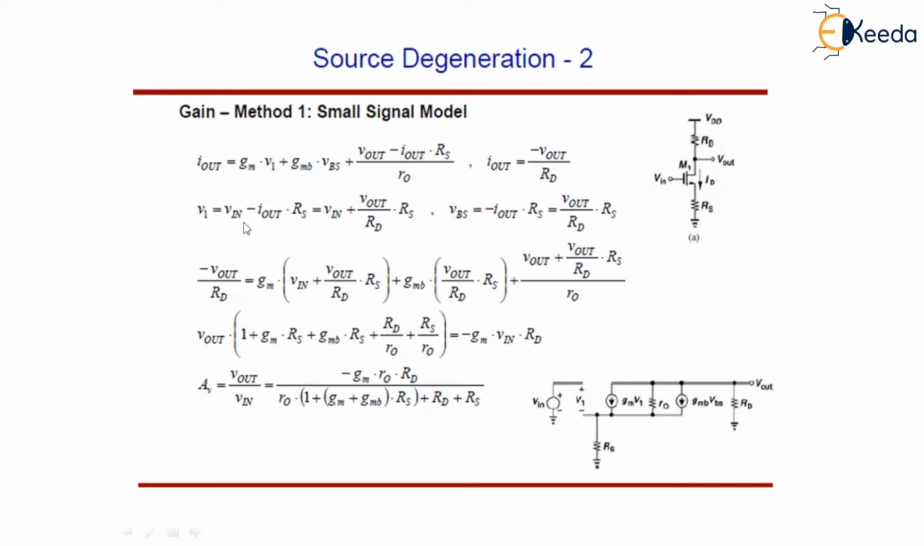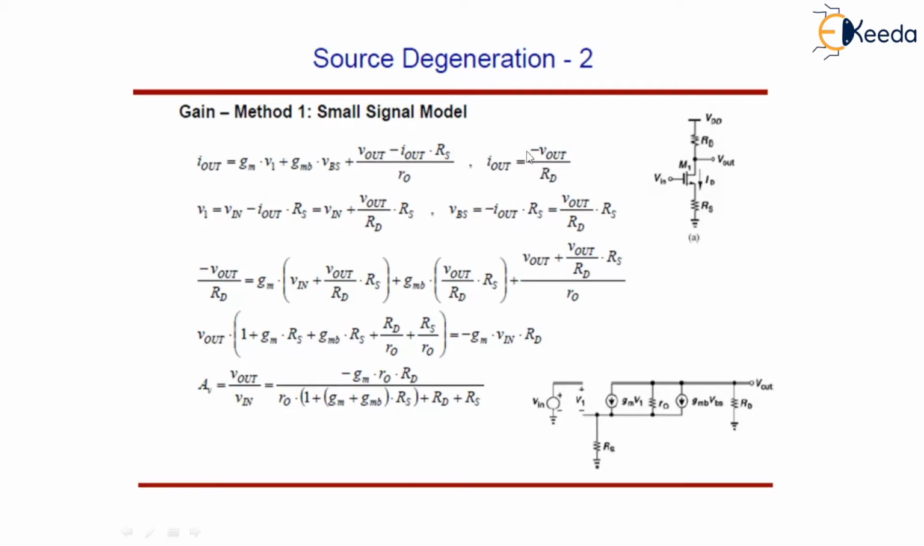Now let us find out V1. What is this V1? Applying the KVL in this loop, what we will get? V1 is equal to V_in minus I_out RS. And now I_out can be written as this equation.